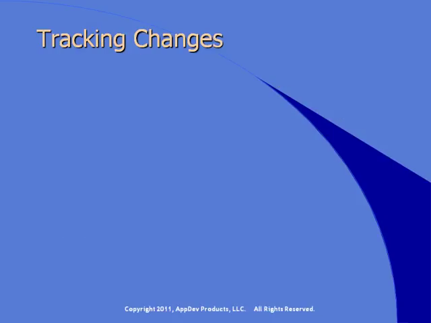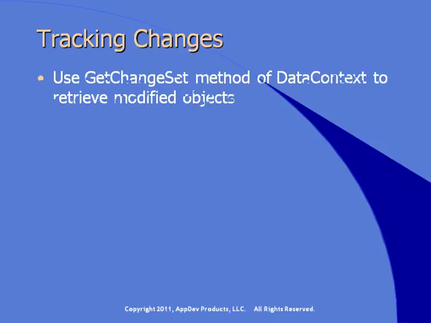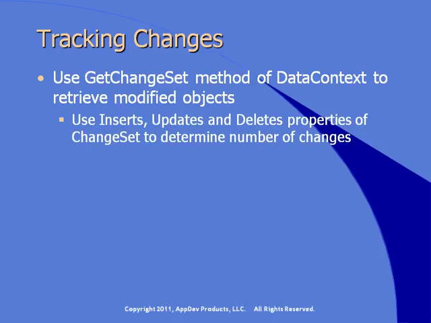One of the jobs of the data context is to track changes. So it knows what changes have been made, and therefore it knows, when you call submit changes, what SQL statement to create. But you might want to know specifically what changes have been made. You can do that by using the GetChangeSet method of the data context, and that will retrieve modified objects in what's known as a change set. And that change set has an inserts, updates, and a deletes property that will tell you the number of inserts, updates, or deletes that are currently being tracked.